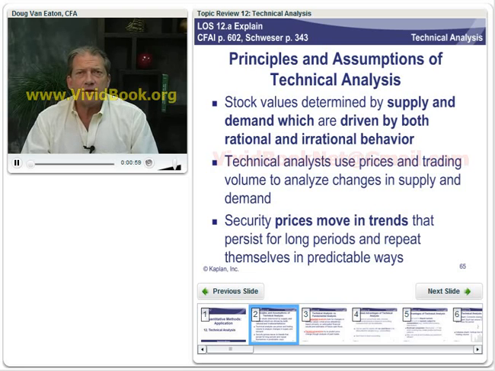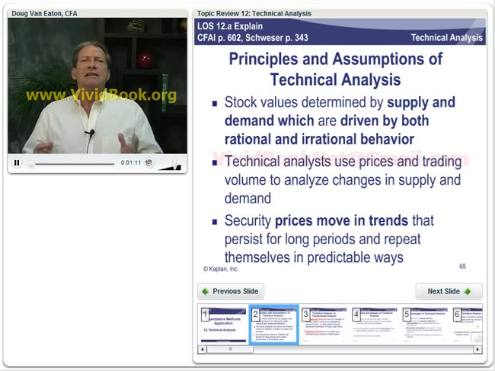Now, technical analysis uses these price and trading volumes to analyze change in supply and demand and identify trends that persist for long periods, and trends and patterns that repeat themselves. They have to repeat themselves in predictable ways for technical analysis to be useful for making your trading decisions.